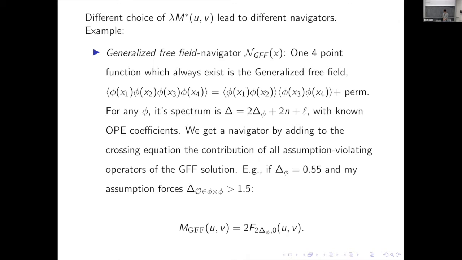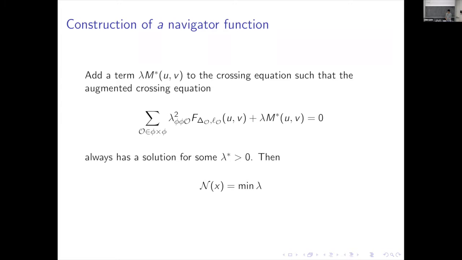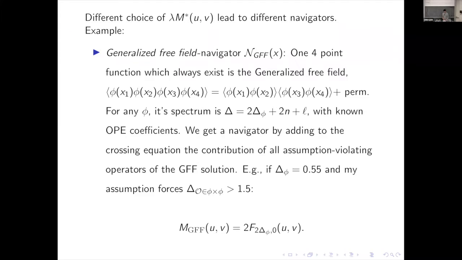For example, in the operators that we find in the phi OPE, we could have assumed that we want every one of these operators to be above dimension 1.5. Then the term that we would need to add is the only operator in the GFF solution which has dimension below 1.5. So there would be this operator with dimension 2 delta phi.